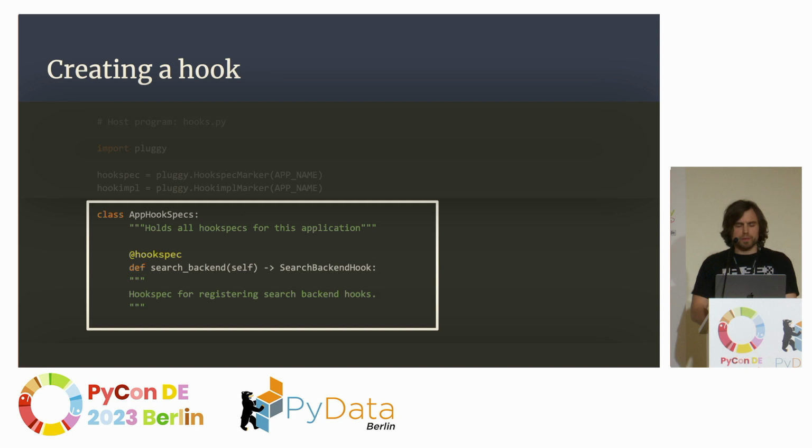And then if we look below, we can see that we're now using our hook spec object as a decorator to mark the first plugin hook that we have. And this plugin hook is basically, you can think of it as just a callable. In this case, it's a class method, and it has the name search backend. And then we're using a type hint to say, hey, this is going to return a search backend hook object. And now this search backend hook object is a custom data type that I'm going to talk about next.